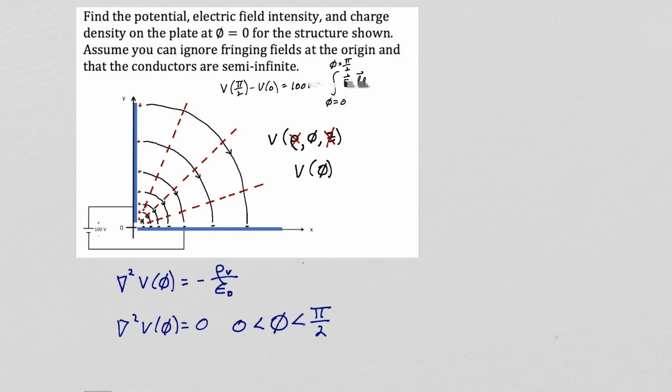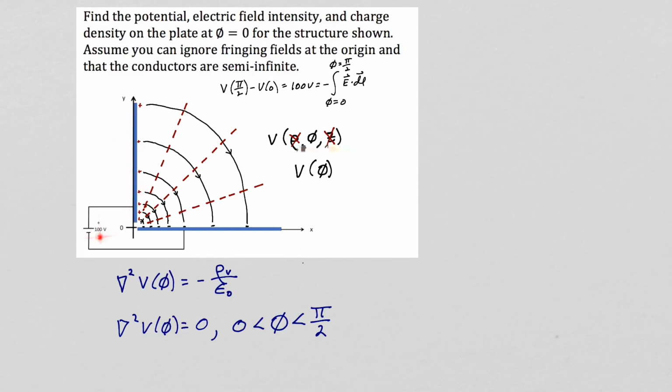For our second order differential equation, we'll need two boundary conditions. One is the phi equals 0 conductor at 0 volts, and the other one is the phi equals pi over 2 conductor at 100 volts.